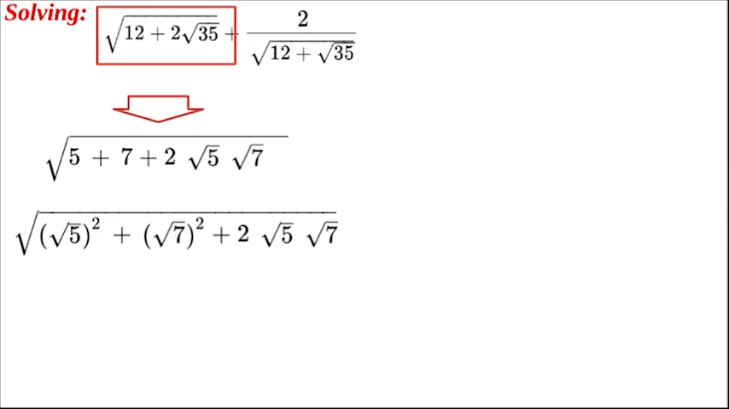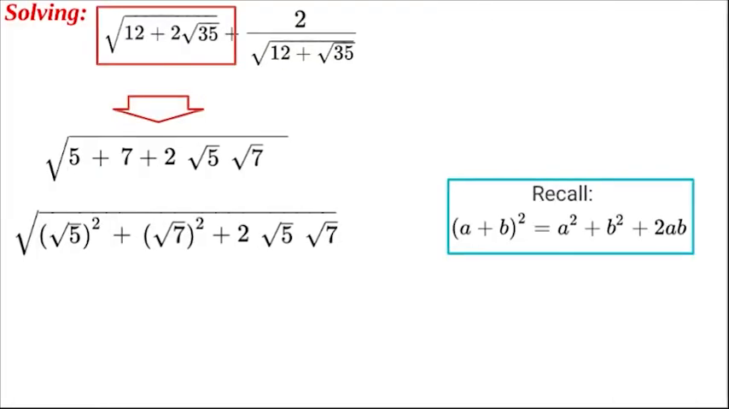Now this is very useful as we can recall from algebra that a plus b all squared is equal to a squared plus b squared plus 2ab. So this format here can be resolved as the square root of 5 plus the square root of 7 all squared. So this is going to help us to cancel out the radical.